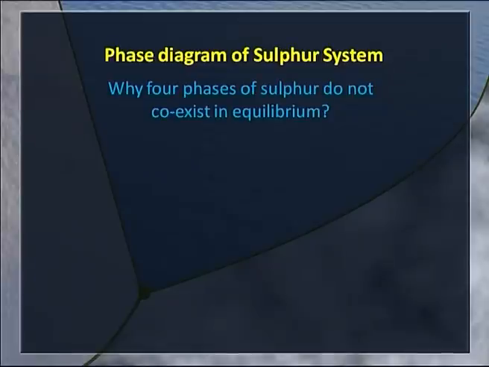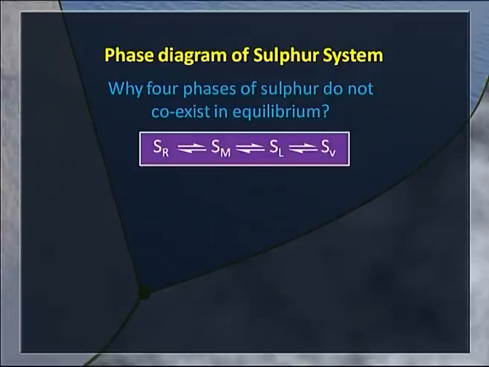Now, one thing that we have not tried to answer, or never bothered also. We said that sulphur system has 4 phases, 2 solids, 1 liquid and 1 gas. Is it possible for the 4 phases of sulphur to coexist in equilibrium? What is that equilibrium? Sulphur rhombic in equilibrium with sulphur monoclinic, in equilibrium with sulphur liquid, in equilibrium with sulphur vapor. How will you answer this question?